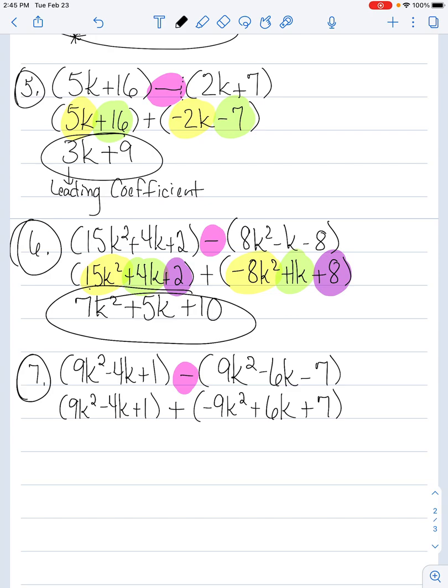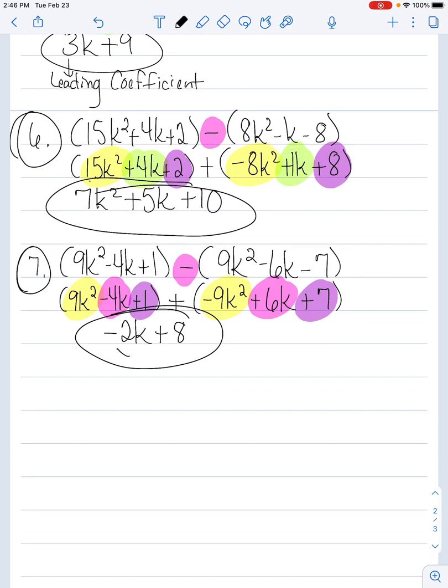Now I can combine my like terms. First, I notice I have 9k squared minus 9k squared. Well, that's 0, so I don't have to write down anything. That cancels out. Next, I see that I have negative 4k plus 6k. Negative 4 plus 6 is negative 2k. And I notice I have 1 and 7. Those are constants that can be combined to give you plus 8. So negative 2k plus 8 is your simplified expression. What's your leading coefficient here? Exactly. Negative 2 is your leading coefficient.